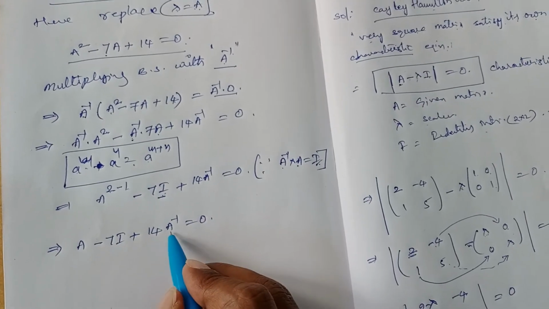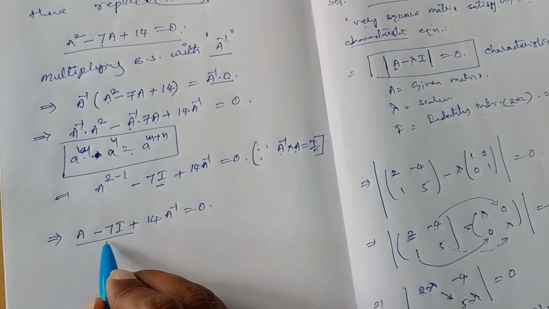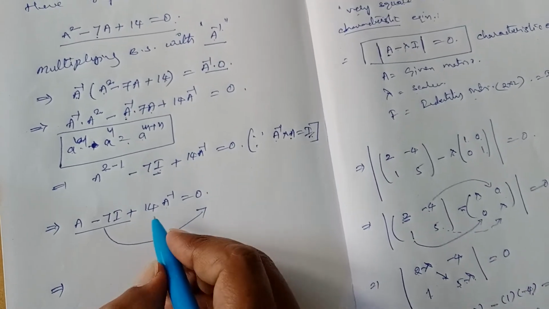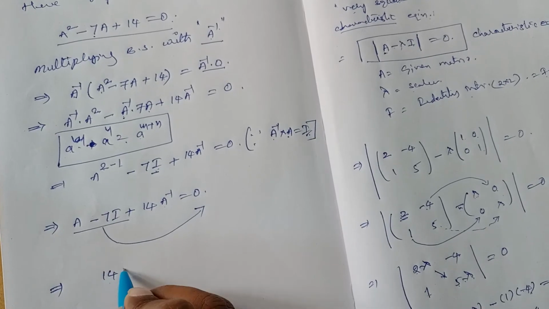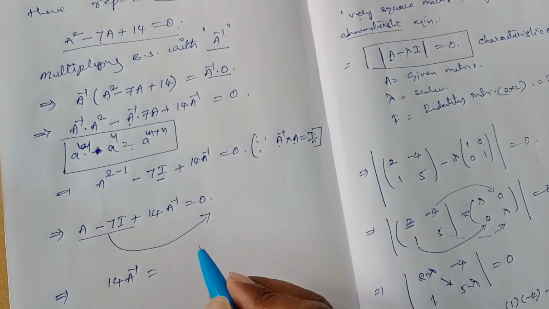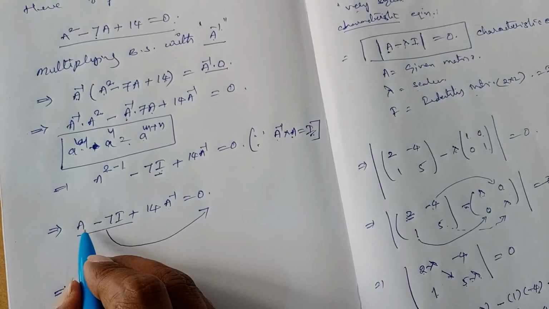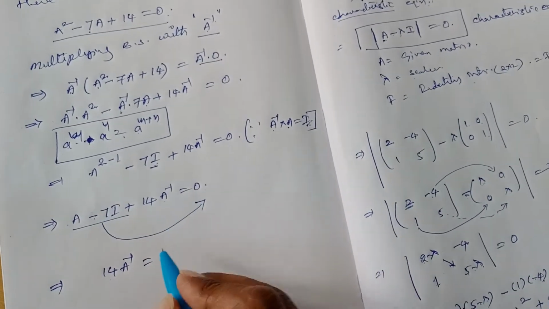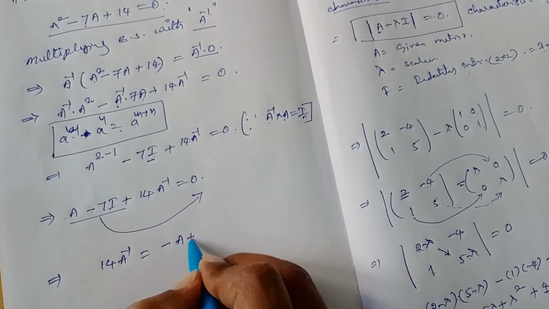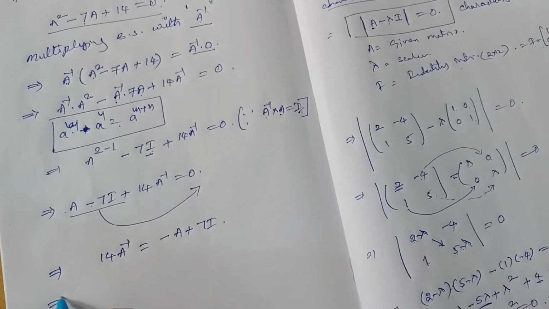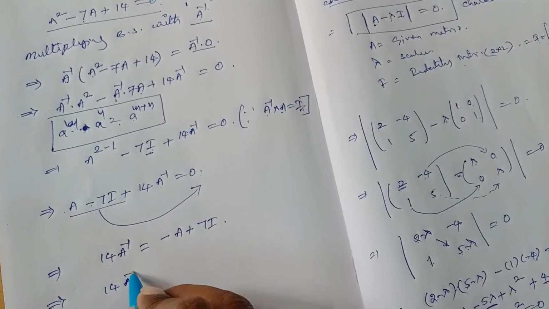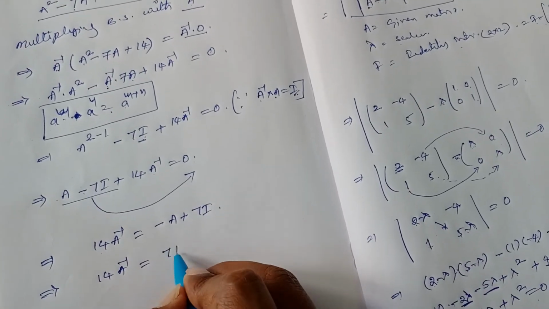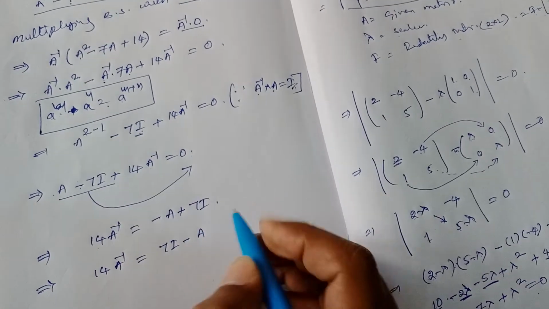Here we need to find the A inverse value. So these two are extra values. If we transfer to the RHS, the left hand side is only 14 into A inverse is equal to, the RHS value is, when we transfer, positive becomes negative and negative becomes positive. So minus A plus 7I, which is equal to 14 into A to the power of minus 1. Writing in order, that is 7I minus A.